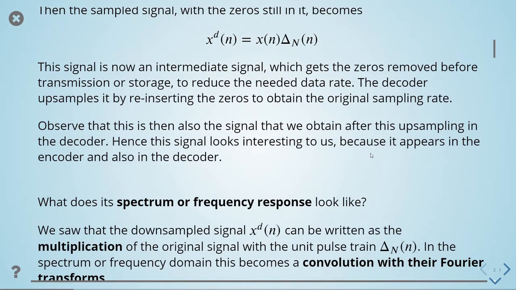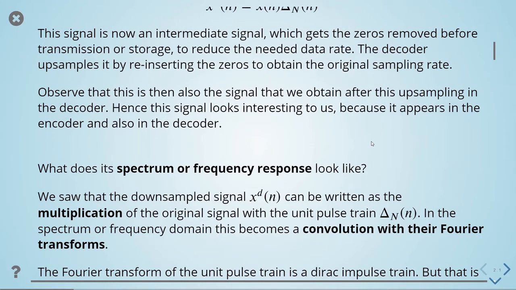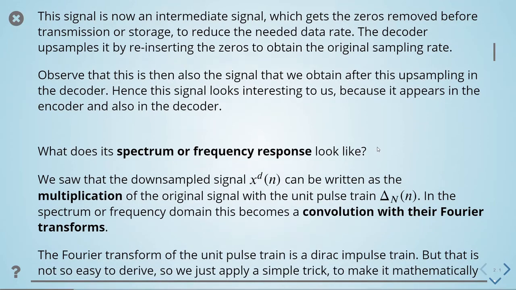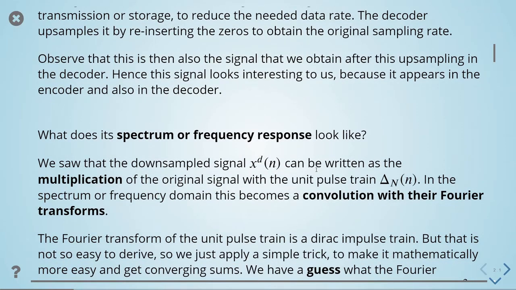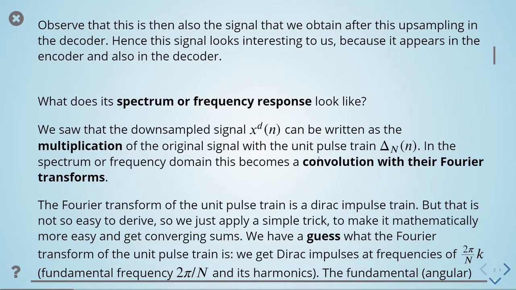So we saw that the downsampled signal can be written as the multiplication of the original signal with the unit pulse train delta N. So in the spectrum, in the frequency domain, this becomes a convolution of their Fourier transforms. First, the Fourier transform of the unit pulse train is a Dirac impulse train. But this is not easy to derive, so here we will apply a trick to make it mathematically easier and to get converging sums.